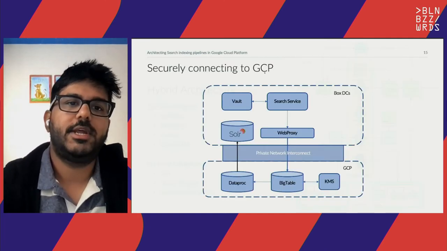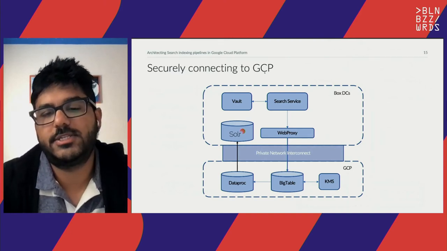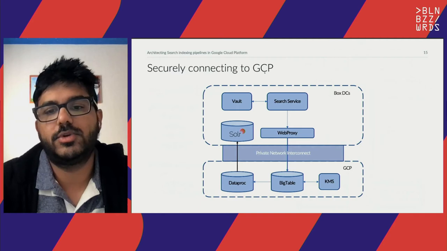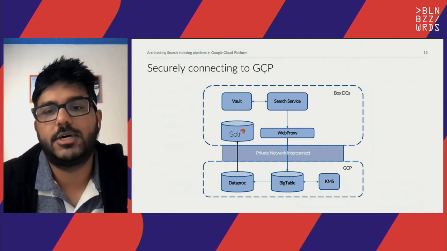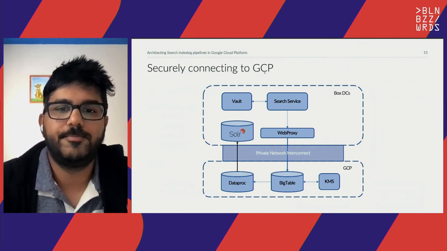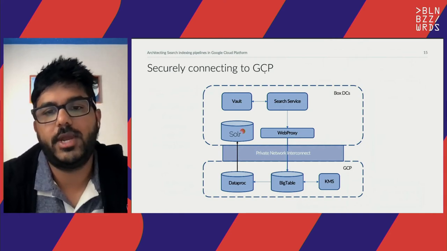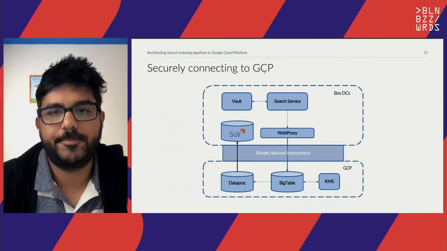Now, the key to maintaining a hybrid infrastructure is that we should be able to securely communicate and send data across the network between Box data centers and GCP to ensure we maintain compliance with all the policies like FedRAMP, GDPR, CCPA that our customers require us to be adherent to. To be able to process data in public cloud, we had to build a private network interconnect to ensure that the data does not go over the public internet.